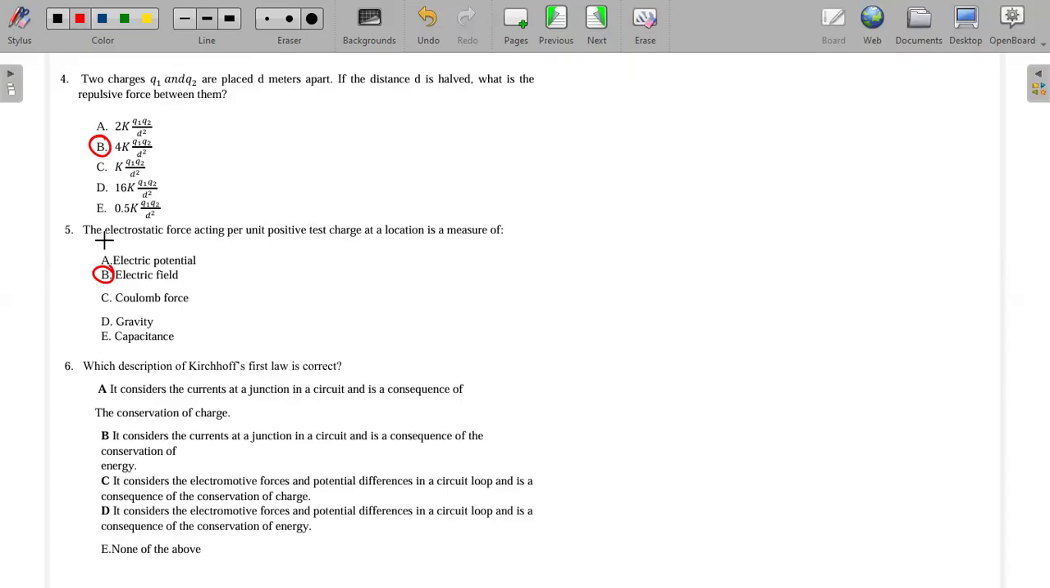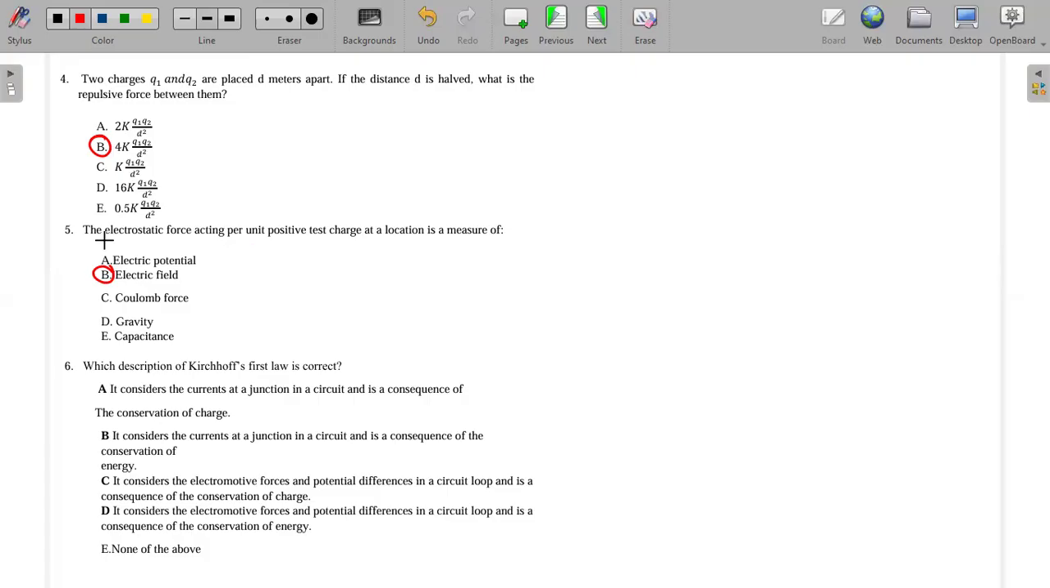Which description of Kirchhoff's first law is correct? So remember, Kirchhoff's first law talks about current. It's also known as Kirchhoff's current law. A, it considers the current at the junction in a circuit and its consequence on the conservation of charge.